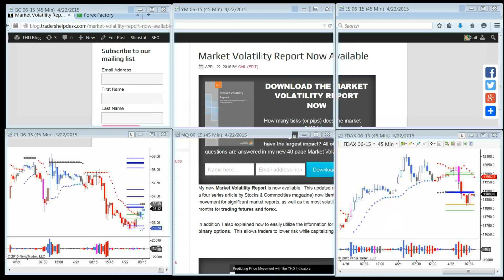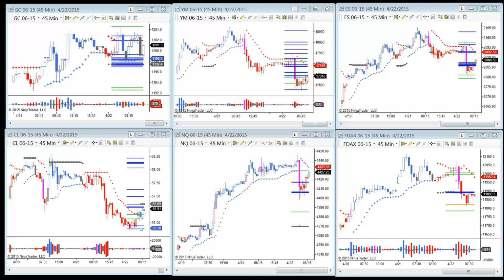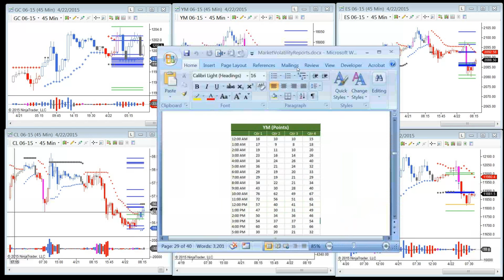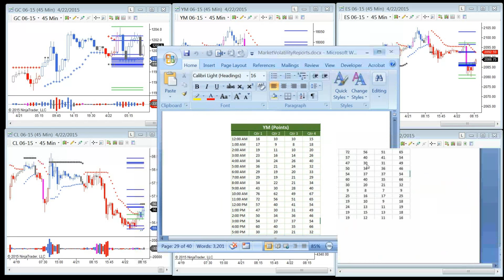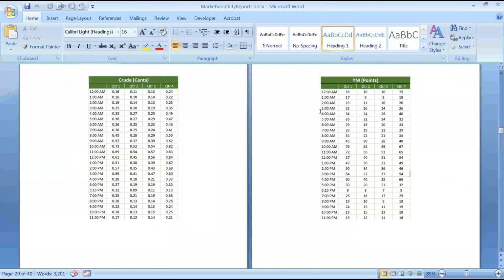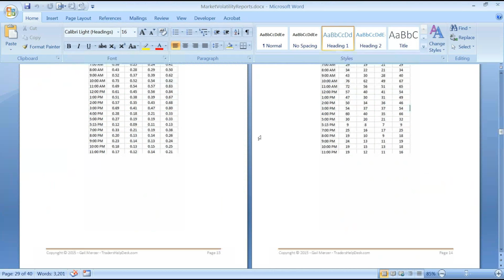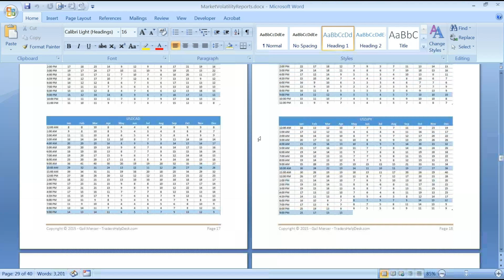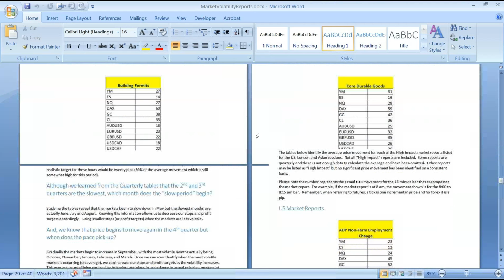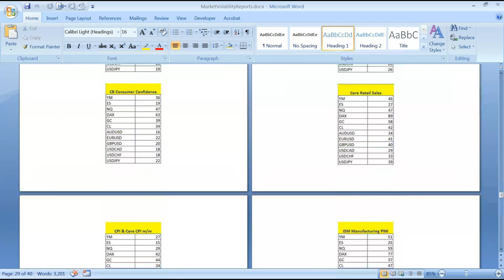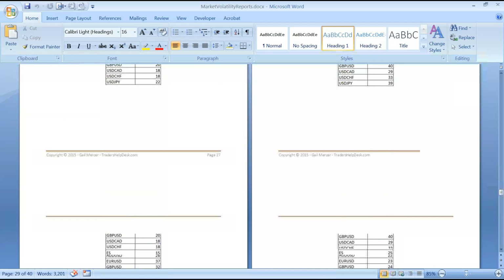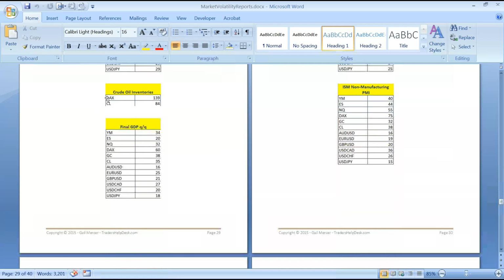I'm going to show the one that's in actual Word. It tells you hour by hour what the market moves, but in addition to that, we identify the how much factor. And today is crude oil inventories, which is right here.